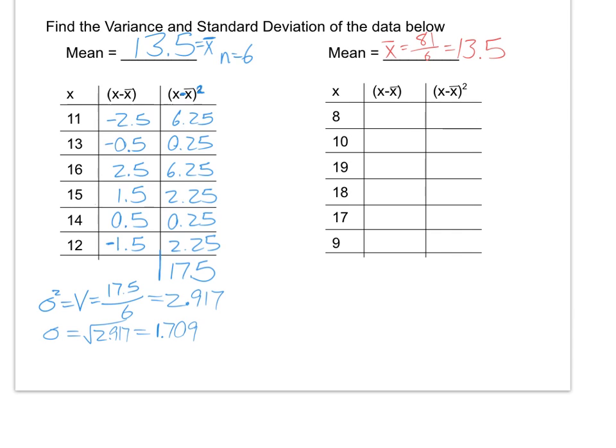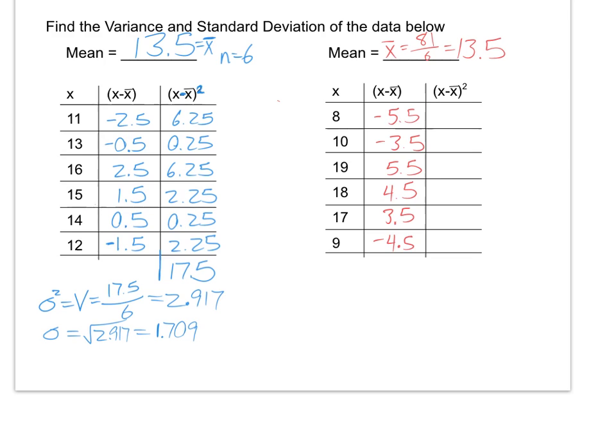What do you think is going to happen with the standard deviation of this set? It's going to be bigger. These numbers are more spread out. So let's look at that. 8 minus 13 and a half is a negative 5 and a half. 10 is a negative 3 and a half. 18 is going to give us 4 and a half. 17 minus 13 and a half is 3 and a half. And 9 minus 13 and a half is a negative 4 and a half.